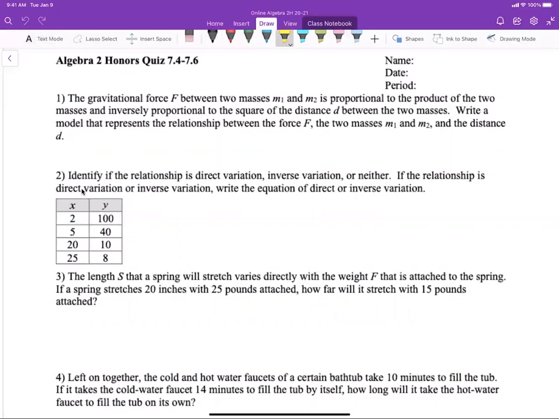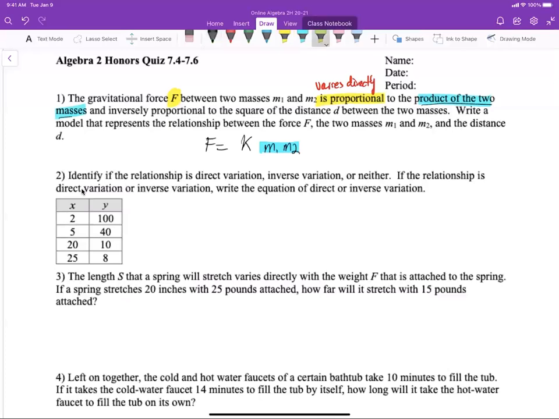So let's read it again. The force, F, the gravitational force, which they have defined as capital F, between two masses, M1 and M2, is proportional. That phrase is proportional is the same as varies directly to the product of the two masses. Okay, so I have F is proportional or varies directly to, so I've got some K constant, to the product of the two masses, product, that's multiplication.